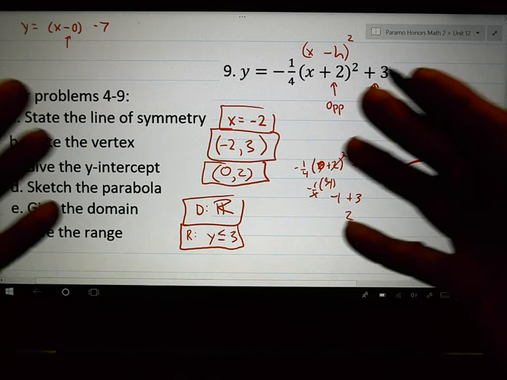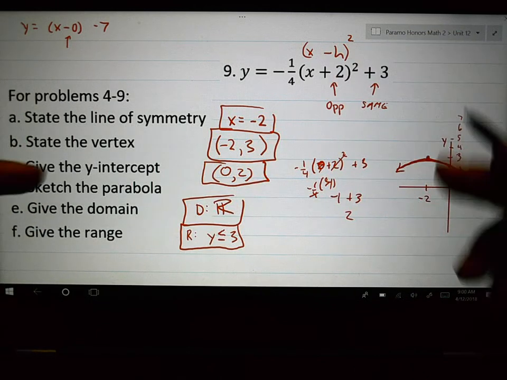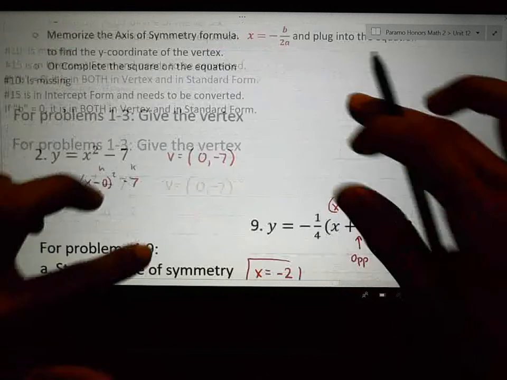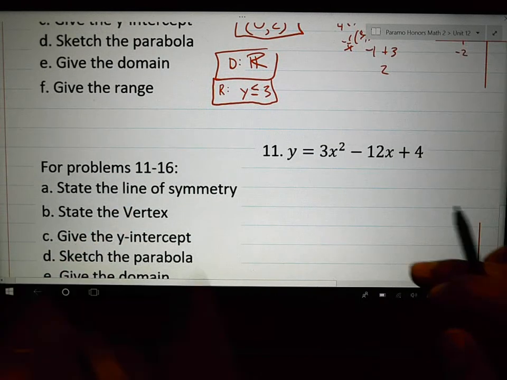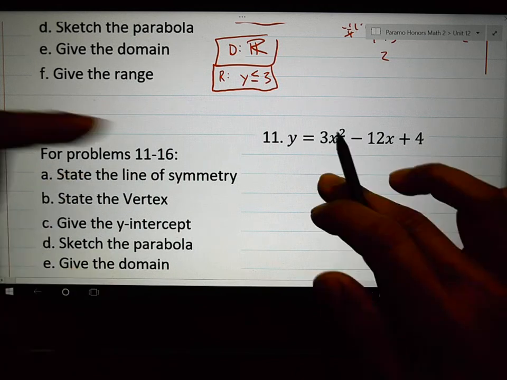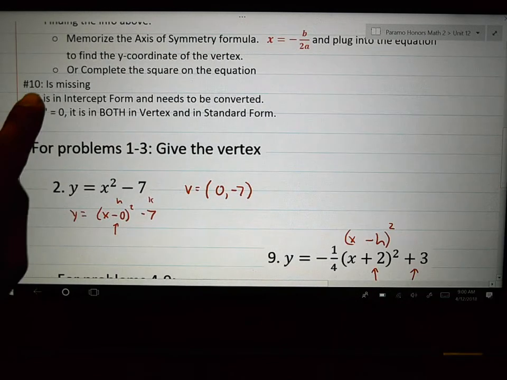You're going to answer A through F for problems 4 through 9. But then, when you get through 11 through 16, the funny part is I put in your notes, you'll see, 11 through 16. Number 10 is missing.